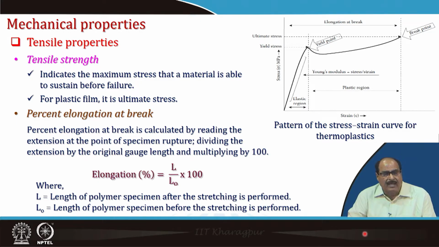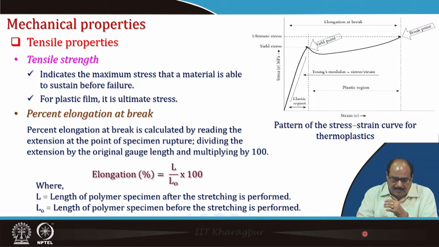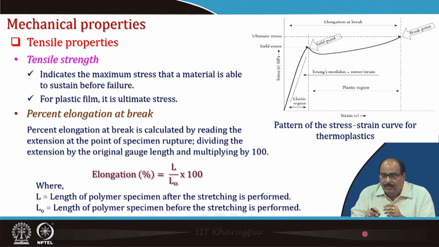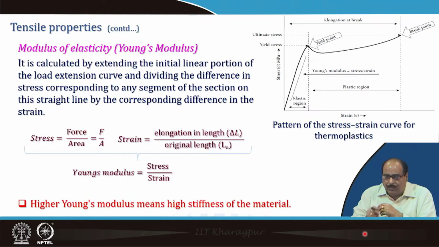So, percent elongation at break is calculated by reading the extension at the point of specimen rupture, dividing the extension by the original gauge length and multiplying it by 100, like elongation percent is equal to L by L0 multiplied by 100. And you can see here in this figure different points are shown.